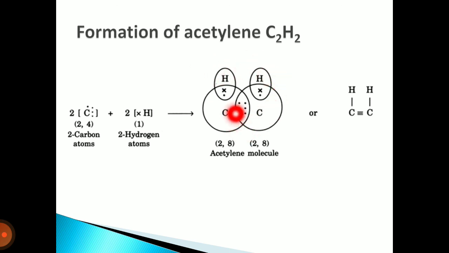So 3 plus 3, 6, plus these 2, this carbon atom completes its octet, and for this carbon 6 electrons and these 2 electrons, that is 8, it also completes its octet. So there is a triple covalent bond between the two combining carbon atoms and one single covalent bond between each carbon and each hydrogen atom.